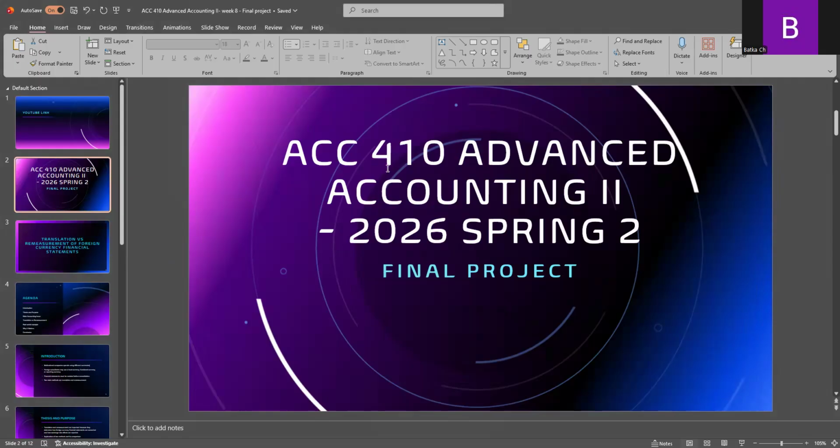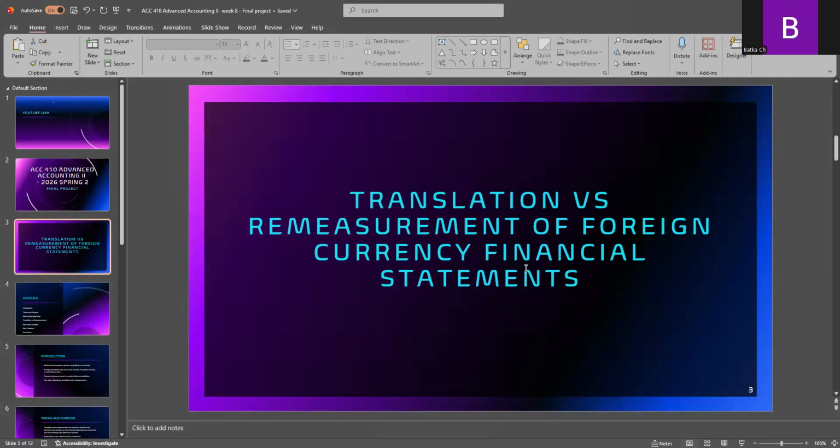My final project topic is for ACC 410 Advanced Accounting: translation versus remeasurement of foreign currency financial statements. This topic is important because multinational companies often operate in different countries and they must report the foreign financial statements in one reporting currency. That's why I chose this topic.